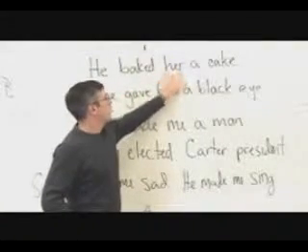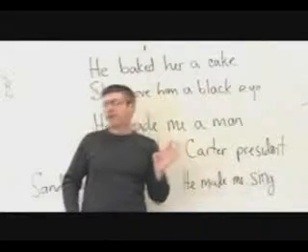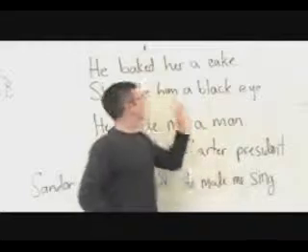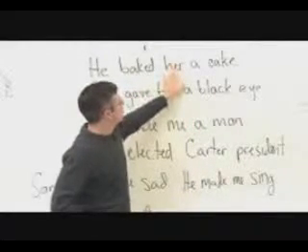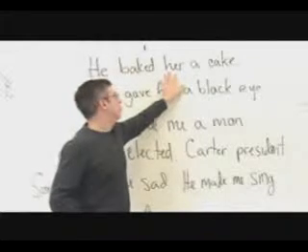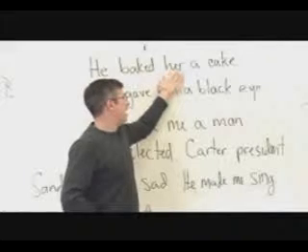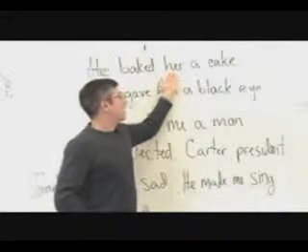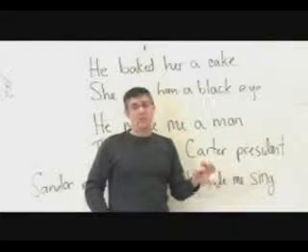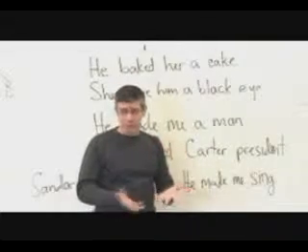But we have this her in here. Now, her is not the direct object. If you ask, what did he bake? The answer isn't her, I hope. Her is what we call the indirect object. And the indirect object is a word, a noun or a pronoun, for whom or to whom the direct object was made or given.